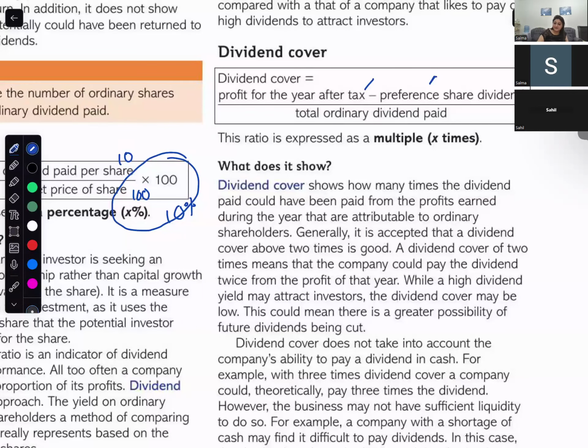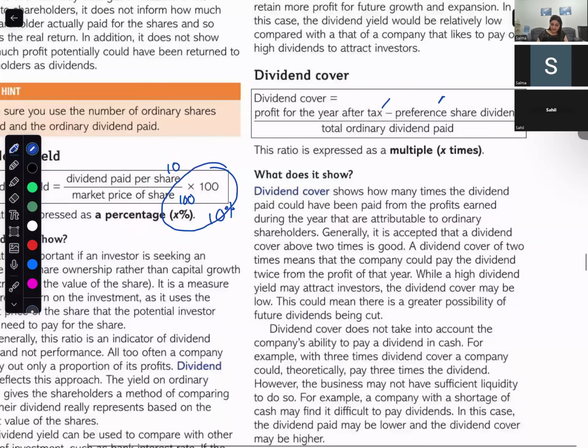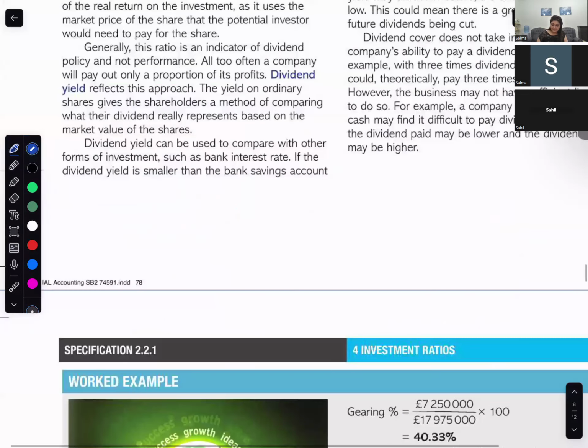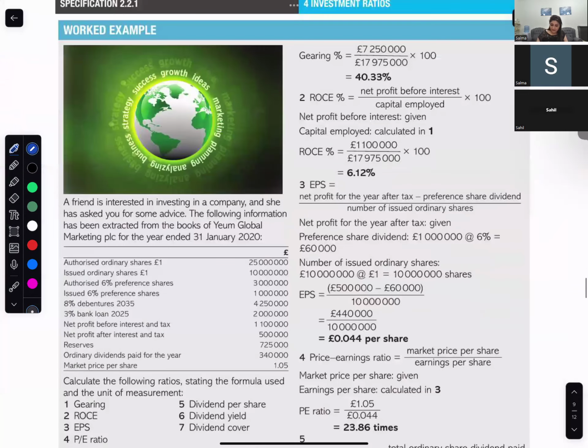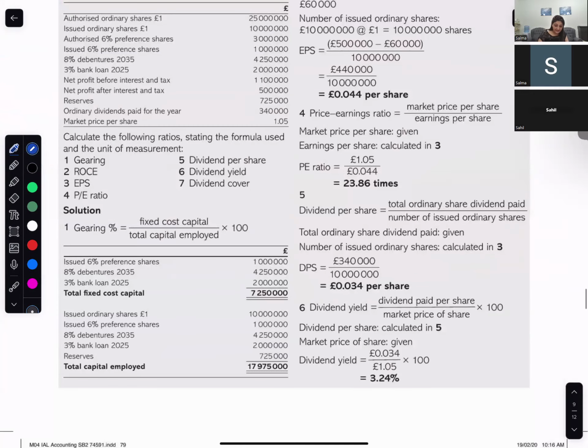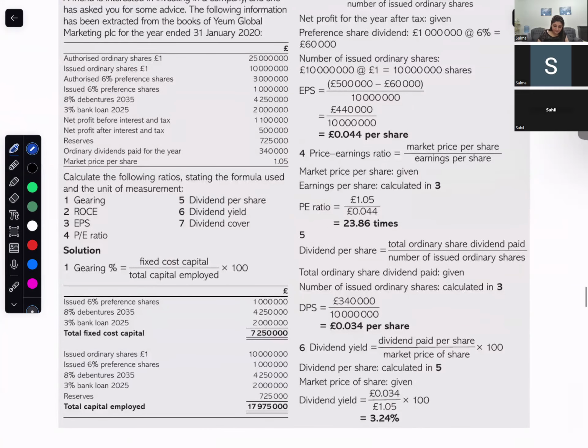Profit after preference dividend. If you have a higher dividend cover ratio, that means your profit can pay dividends that many times. Are you with me? Yes. Okay, fine. So we've done this sum where we had to find the gearing percentage first.